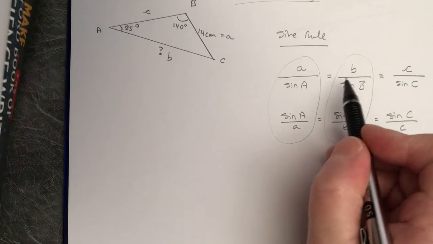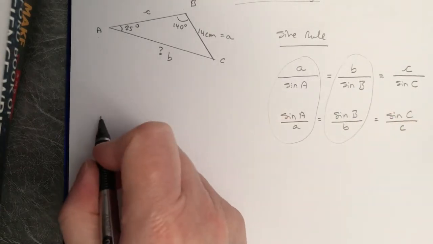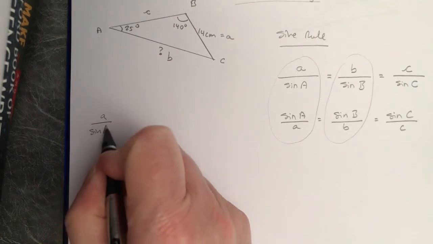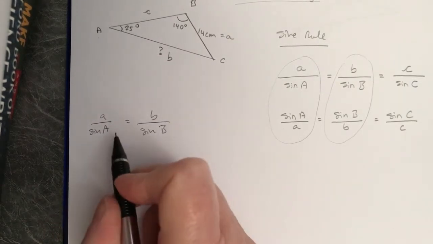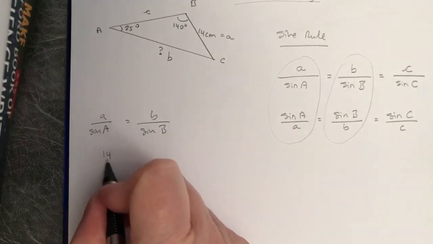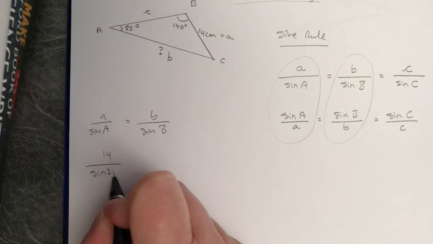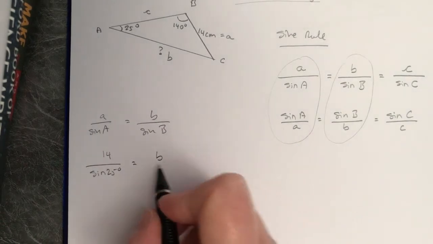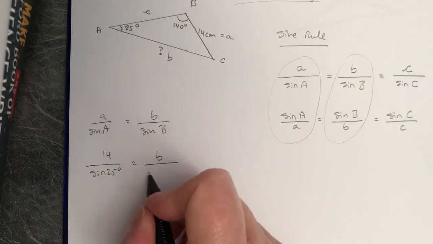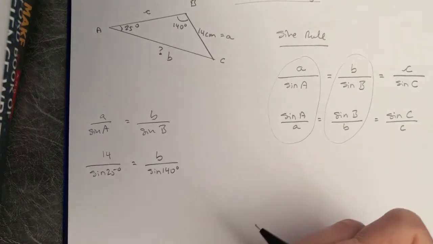Okay, so I'm going to take these upper fractions and say A over sine angle A equals B over sine angle B. So my length little a is 14, and angle A is 25, so I get the sine of 25 degrees. I don't know B, so I'll just leave it as a letter, but I know angle B is 40. So I've got the sine of 40.